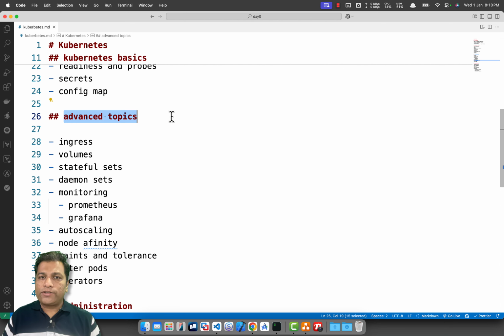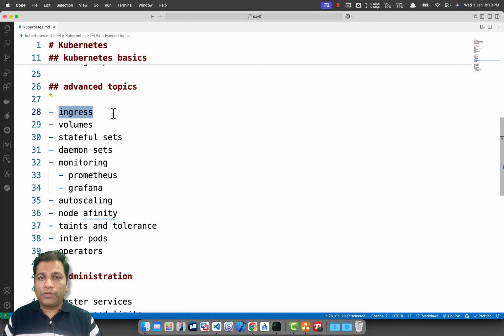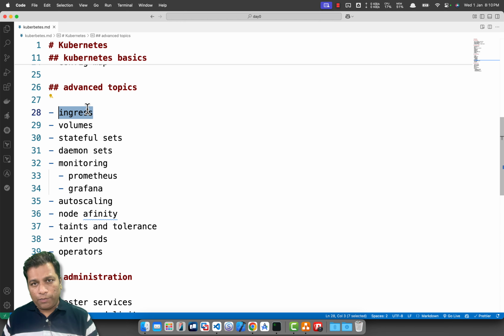Then we'll go for advanced topics like ingress, one of the difficult topics to understand because the real use case is not known to many people. So we'll try looking at the ingress from an EKS perspective and we'll try connecting it to a live or public DNS. Then we'll understand the real use of it.